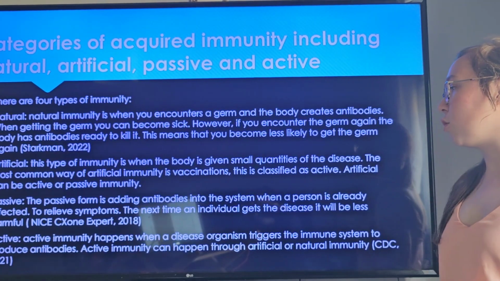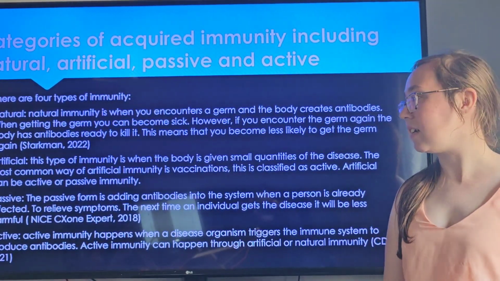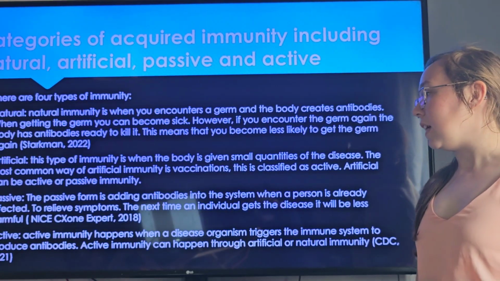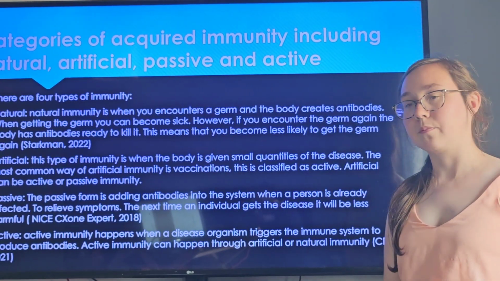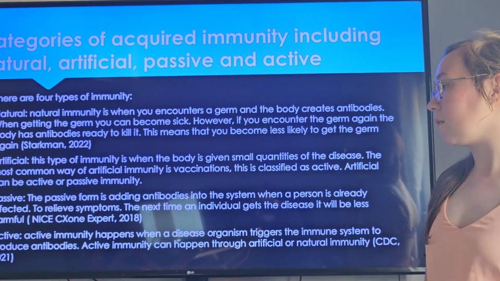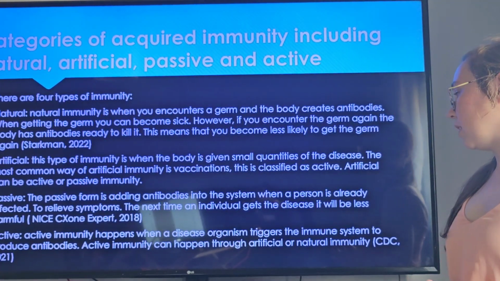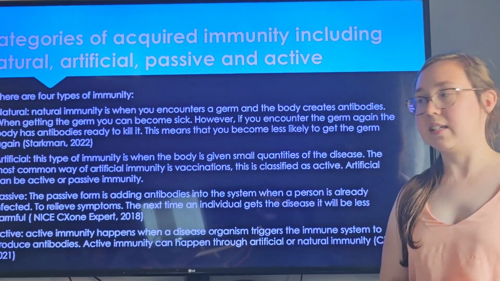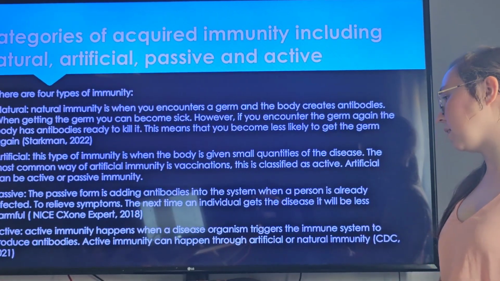Passive. The passive form is adding antibodies into the system when a person is already infected with a disease or infection to relieve the symptoms. The next time an individual gets the disease, it will be less harmful. This is due to the memory cells. Active. Active immunity happens when a disease organism triggers the immune system to produce antibodies. Active immunity can happen through artificial or natural immunity.